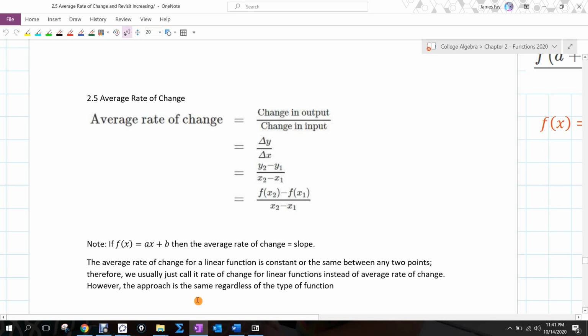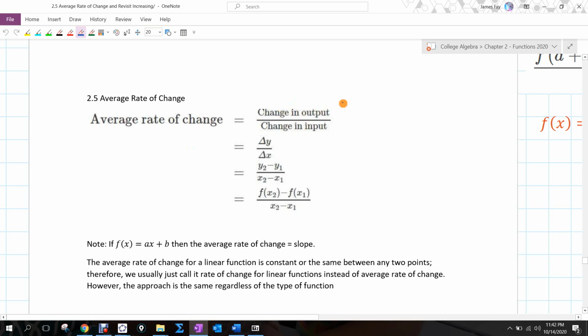All right, in this section, we're going to investigate what we call average rate of change, which you guys have dealt with ever since probably the 7th grade, maybe even 6th grade, for a specific type of function that we've worked with. But from what we already know, we're going to try to build a bridge to other functions.